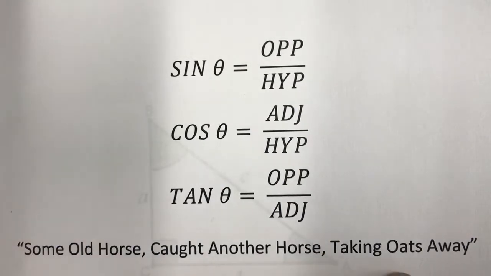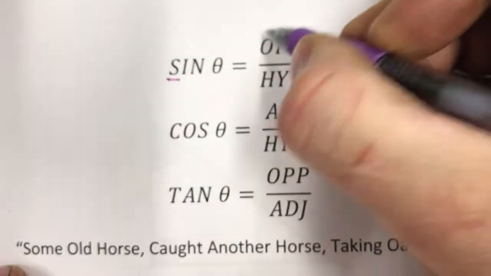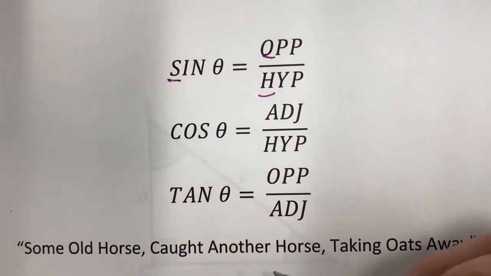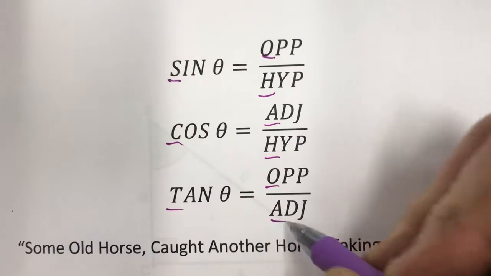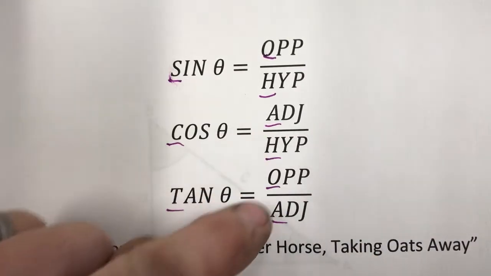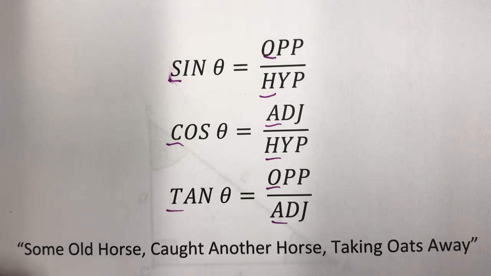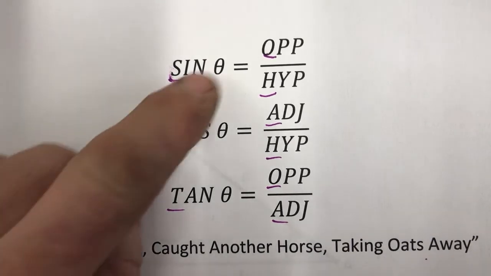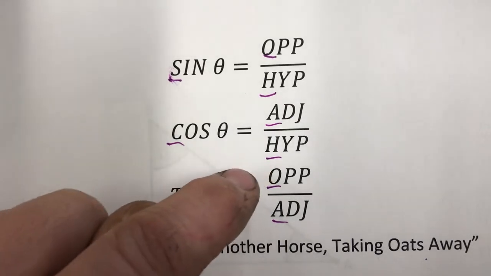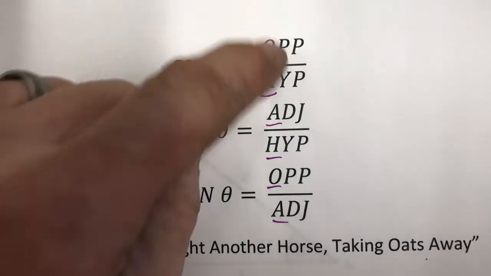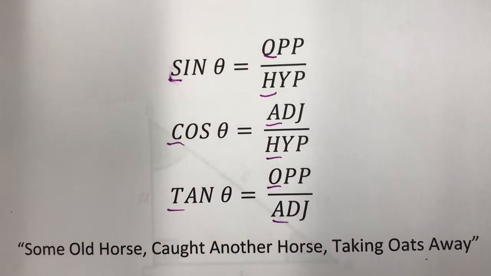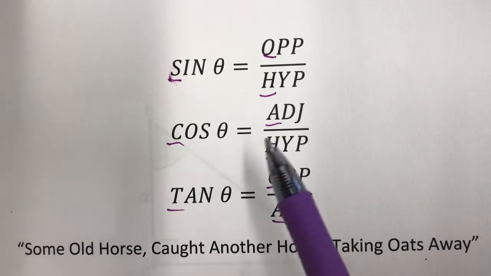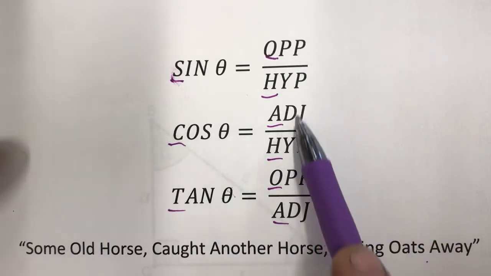Now, this is a way you can remember it right here. This is what I always use. Some old horse caught another horse taking oats away. Which means, using these first letters, some old horse caught another horse taking oats away. And that helps you remember the first letters in these. There's several different ones, and you can even make up your own to remember these. I've heard this before: some old hippie caught another hippie tripping on acid. There's all kinds of them on the internet you could look up, or you can make up your own to remember these. But it is vital that you know the ratios here for sine, cosine, and tangent.